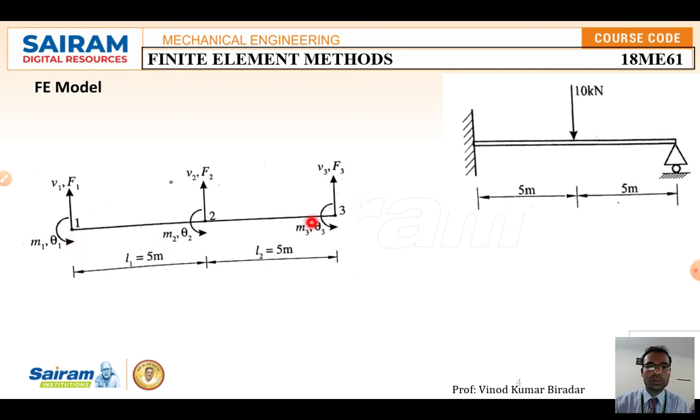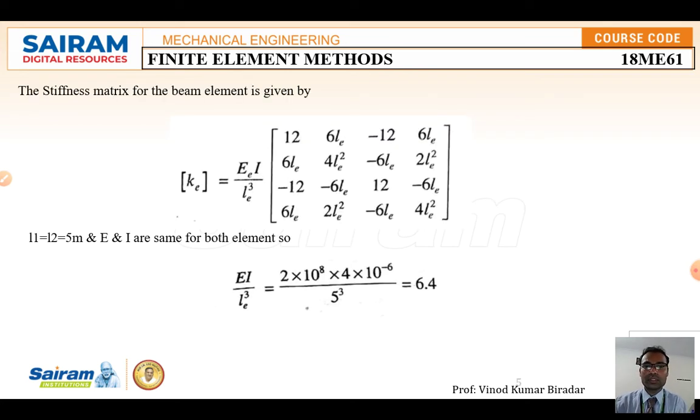Coming to node number 3, a roller support is there. In the roller support, the vertical direction displacement will be 0, so V3 is equal to 0, and you need to calculate theta 3. So from this diagram you need to calculate V2, theta 2 and theta 3. You need to calculate the deflection from this diagram.